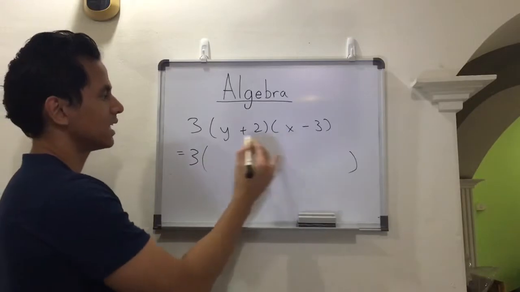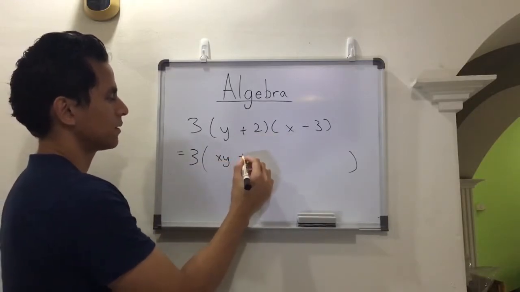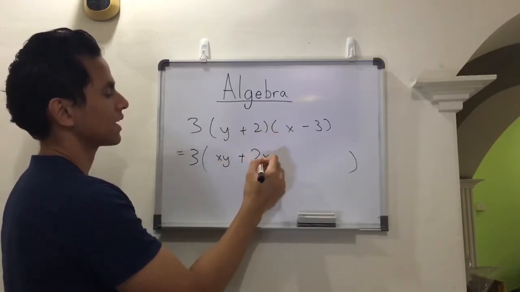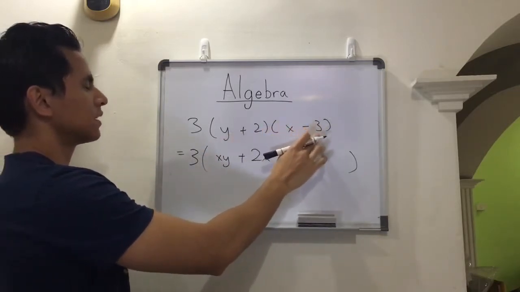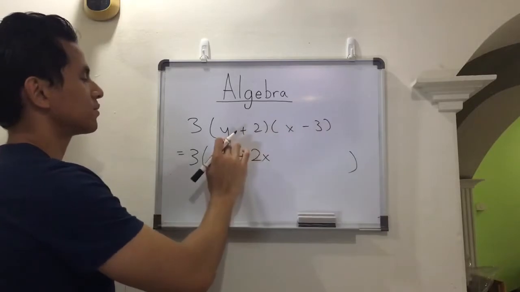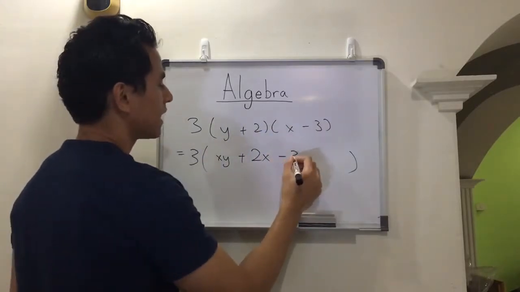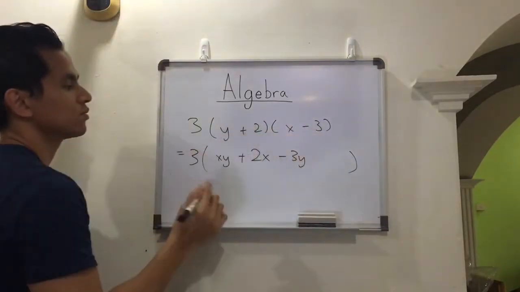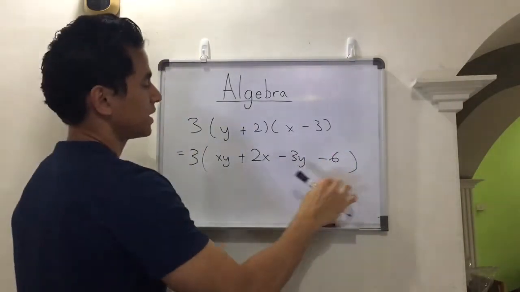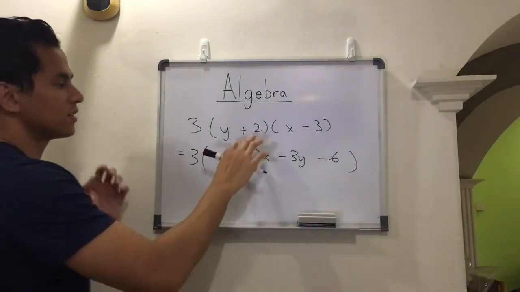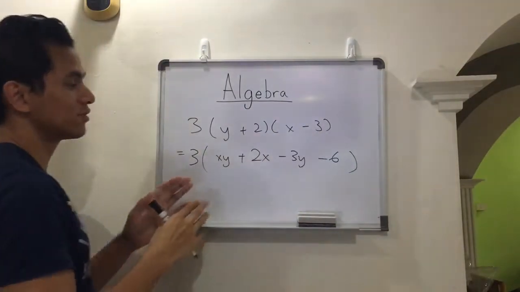So straight off we get xy, and then plus 2x, because 2 times x gives us 2x. Then minus 3 times y gives us minus 3y, and minus 3 times 2 gives us negative 6. So this would be the expanded answer for these 2 brackets. So we have reduced it to 1 bracket.